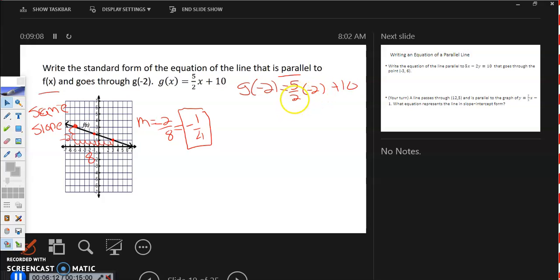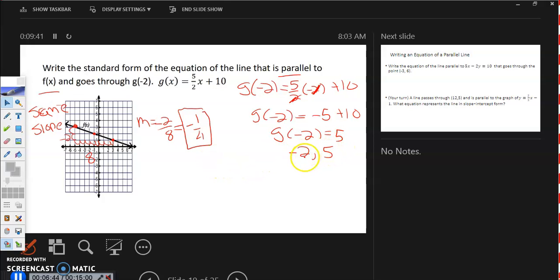We notice our 2 is going to cancel out partially with our negative 2 up here to leave a negative 1 on the top. So we end up with g(-2) equals 5 times negative 1, which equals negative 5, then plus 10. So our final g(-2) equals 5. That represents the point negative 2, comma 5, because I plugged in negative 2 for my x and got out 5 for my y.